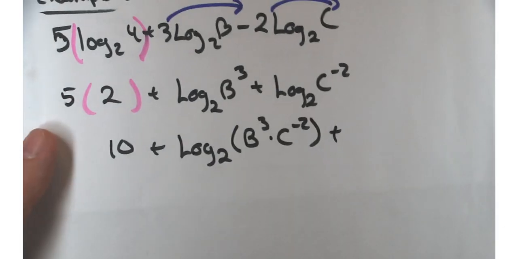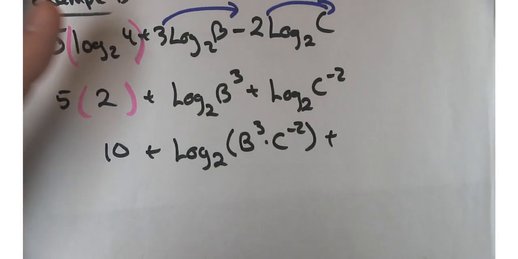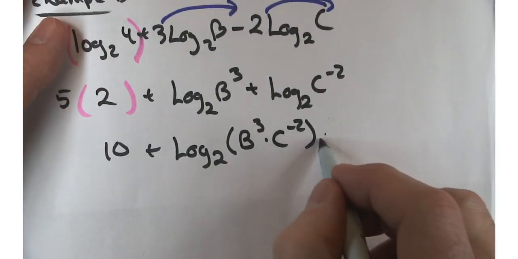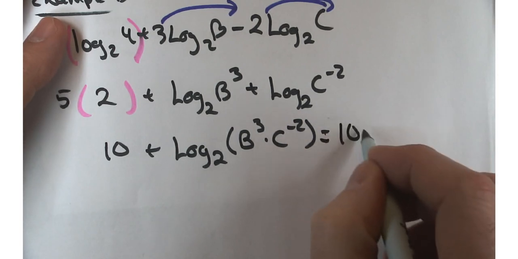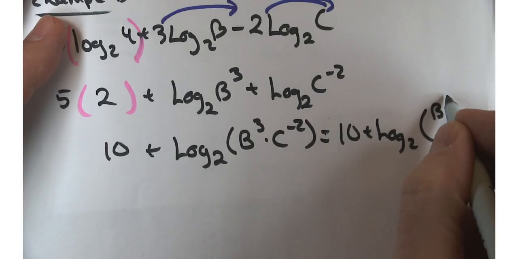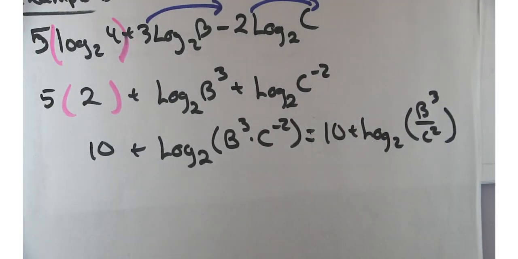Alex, there's one other thing that I'd probably want you to do on this one. What would that be? Put the C in the denominator. Yeah, let's put that C squared term in the denominator. So we'll end up with 10 plus log base 2 of B cubed over C squared. Nice. Done.